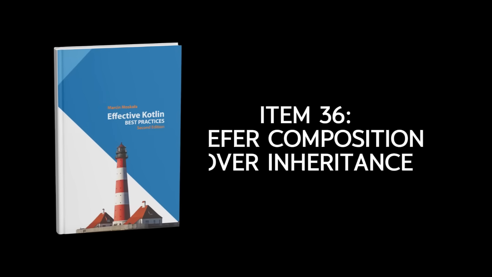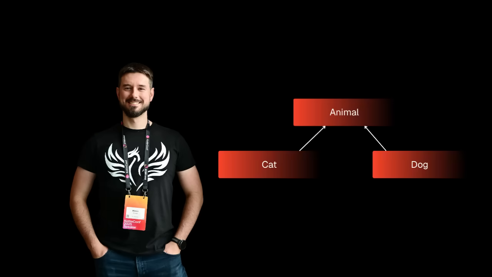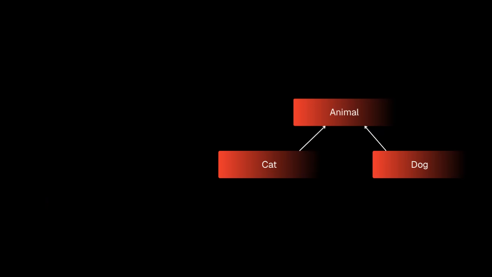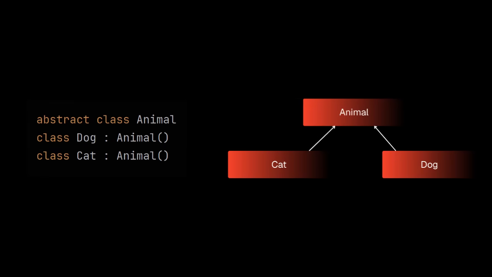Effective Kotlin Item 36. Prefer composition over inheritance. Inheritance is a powerful feature, but it is designed to create a hierarchy of objects with an is-a relationship. When such a relationship is not clear, inheritance might be problematic and dangerous. When all we need is a simple code extraction or reuse, inheritance should be used with caution. Instead, we should prefer a lighter alternative: class composition.